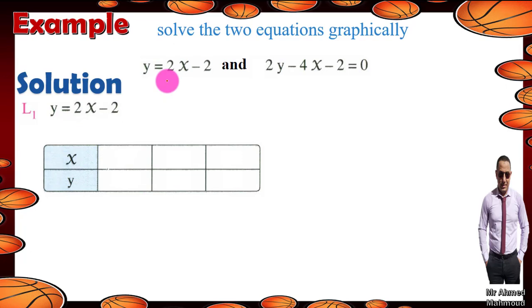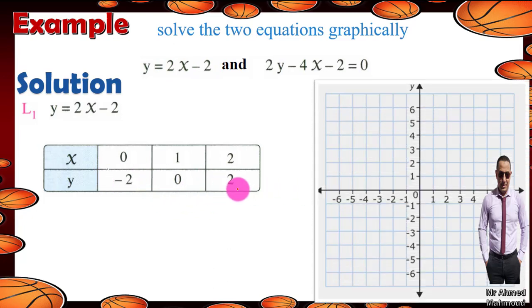Okay, in place of x, I'm going to write 0, 1, and 2, as we used to do before. In place of y, I'm going to write: 2 times 0 minus 2 equal negative 2. And 2 times 1 minus 2 equal 0, and 2 times 2 minus 2 equal 2. Now I'm going to represent the three values in the graph like this.